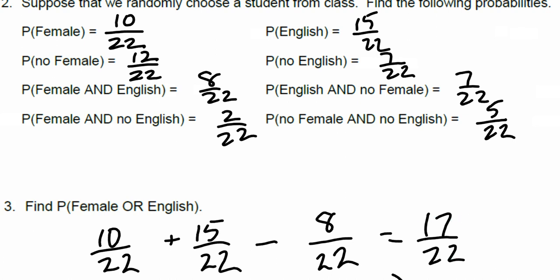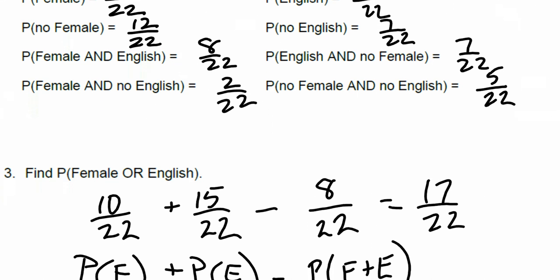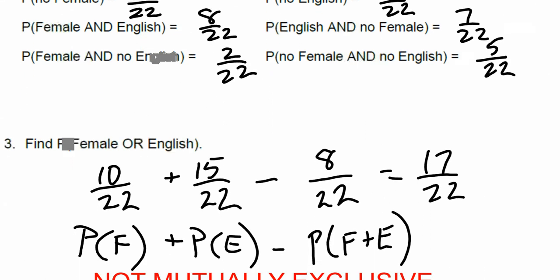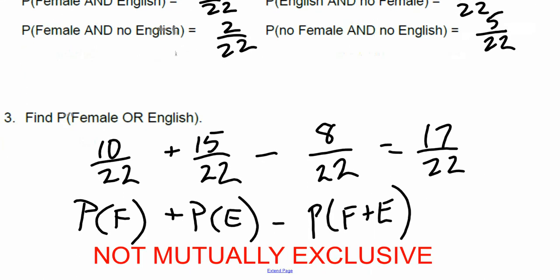Remember in our previous lessons, when we were talking about the chances when using "or" versus "and," we have to see if the events are mutually exclusive or not. If they are mutually exclusive, we don't have to worry about double counting. But if they're not, then we do, and we have to subtract the probability of both events occurring at the same time. So that's what that 8 out of 22 represented.